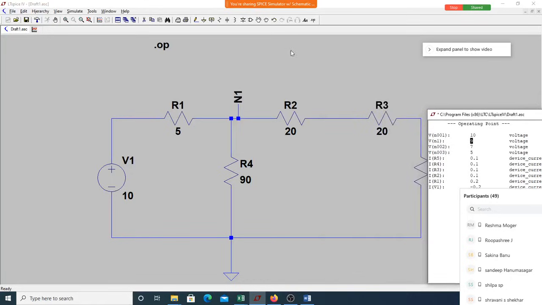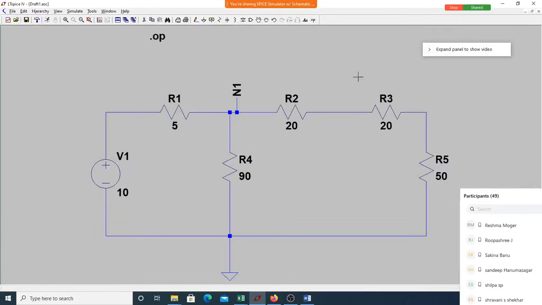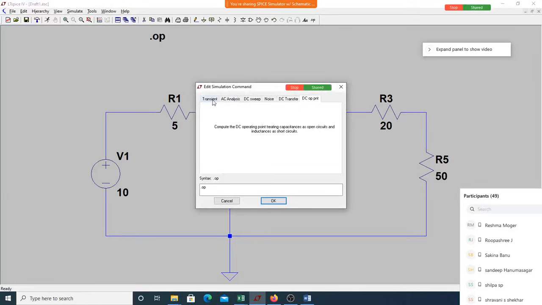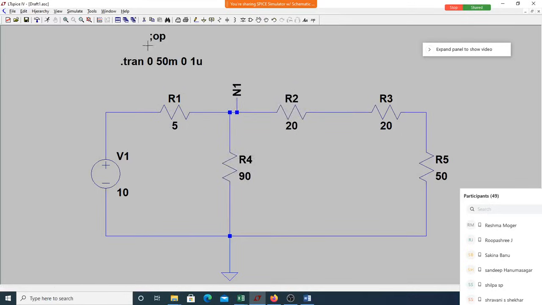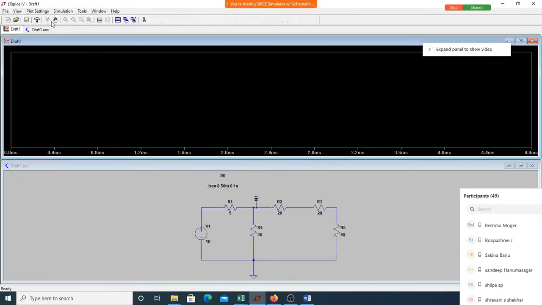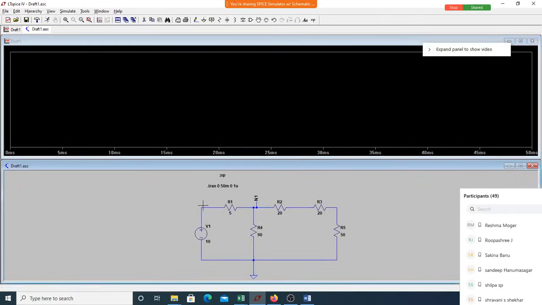The other way is you can do a dot tran. Let me do dot tran. How do I do dot tran? Go here, edit simulation command, transient. This is fine. I'll make this okay. Done. I'll run it now. So now, all of you just observe. I'll be placing this probe, which will indicate the voltage.